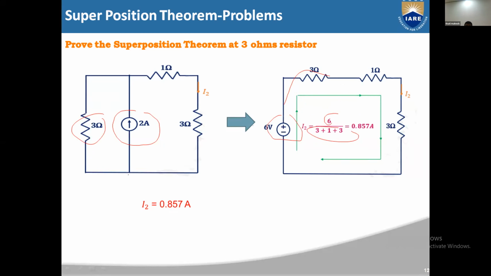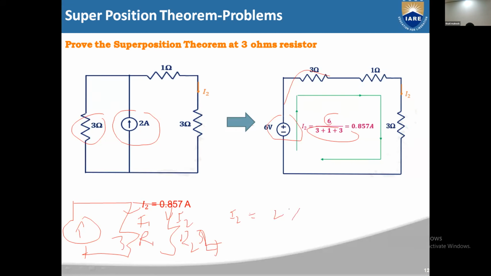Otherwise, you go for the current division technique for this one. As I told, in the current division technique, incoming current will be there and 2 resistors are in parallel, R1, R2, with currents I1, I2. What is I2 now for the same diagram? It is 3 ohms, and the other is 4 ohms, 3 plus 1. I2 equals total current, 2, into the opposite resistance, 3 by 3 plus 4. 6 by 7. What is the value of 6 by 7? 0.857. It is the same now? Yes, sir. It is another technique, the current division technique.